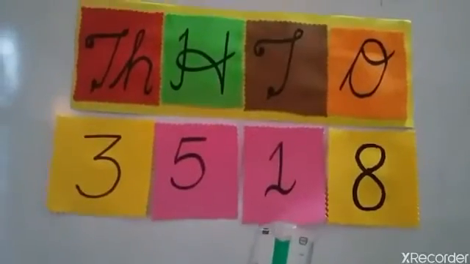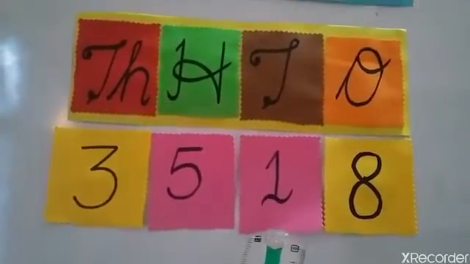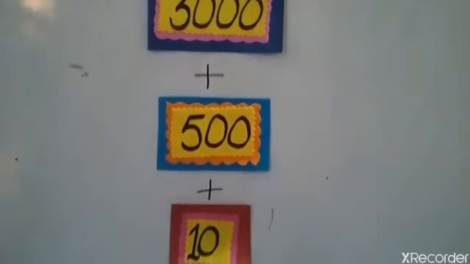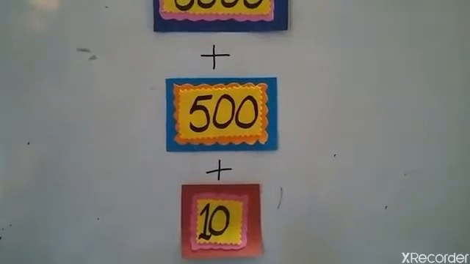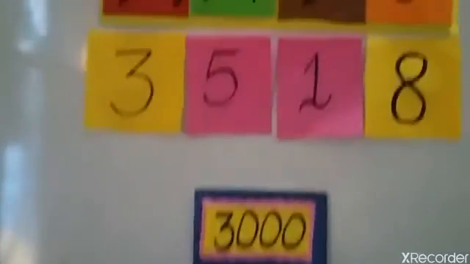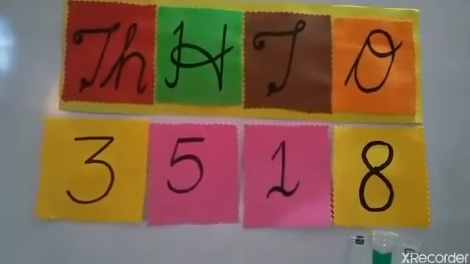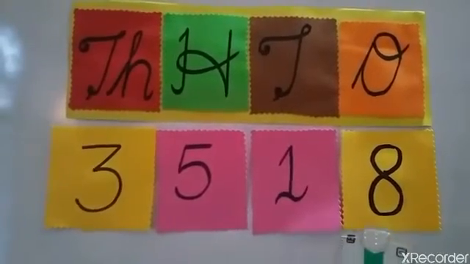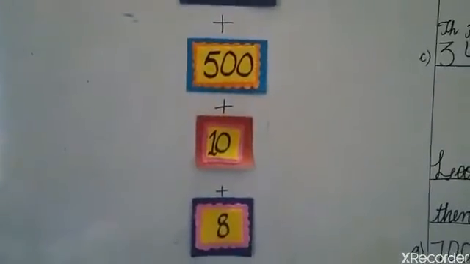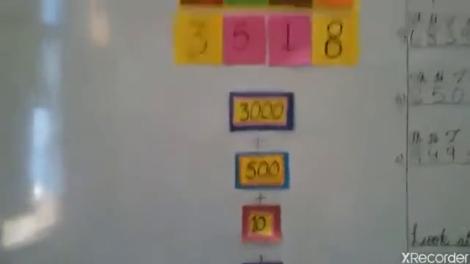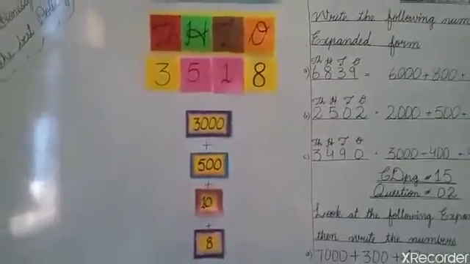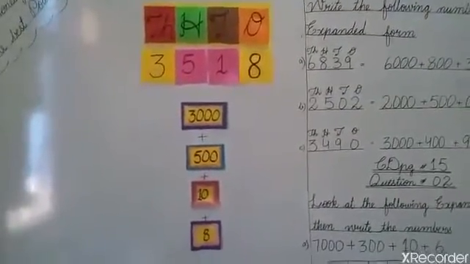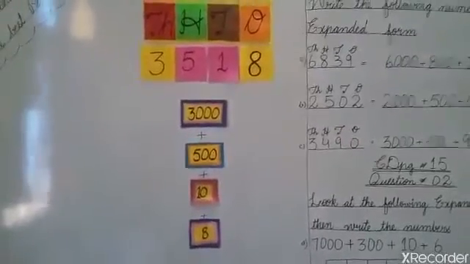Next digit is 1 and the place value of 1 is tens. So first we write 1 and in tens we have 0, that's why we write 10. Next digit is 8 and the place value of 8 is ones. In ones we write a single digit, that's why we write here just 8. So it is the expanded form of 3518. The expanded form of 3518 is equal to 3000 plus 500 plus 10 plus 8.